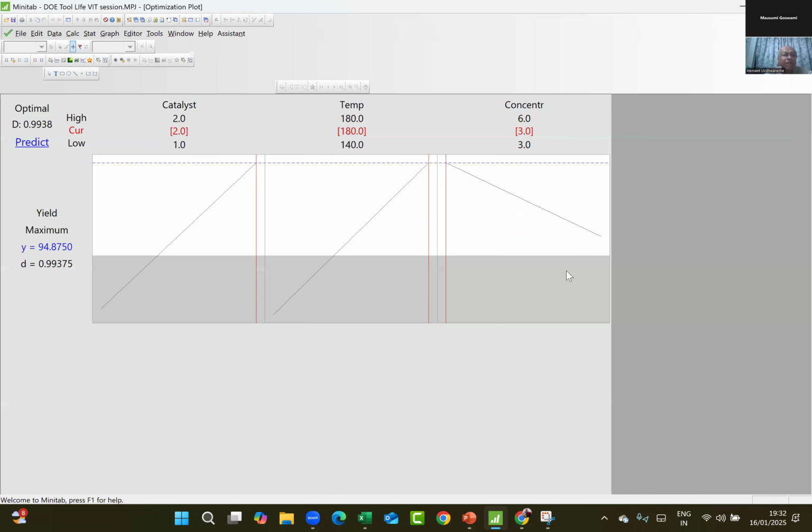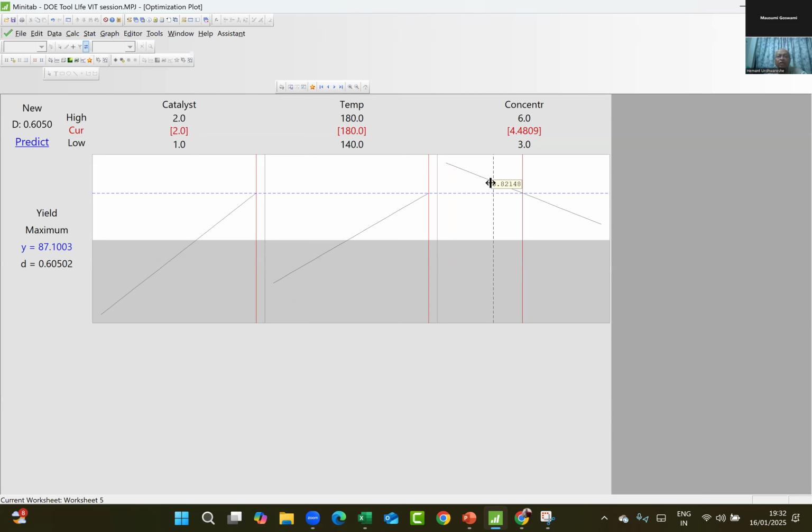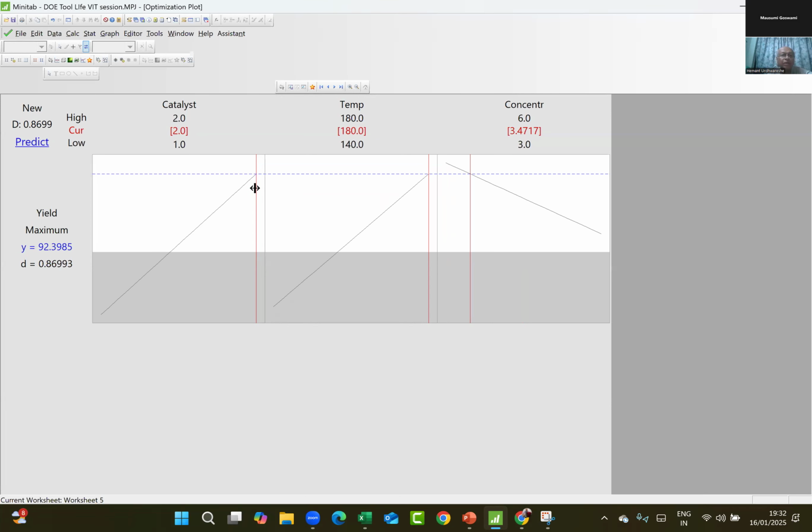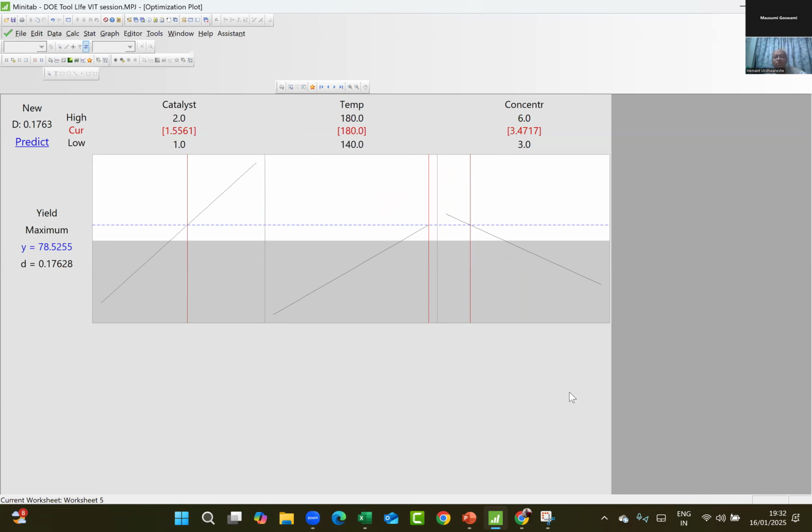So it gives me the settings of different factors, and it tells me that the predicted maximum yield that you can get is 94.87 with catalyst at 2, temperature at 180, and concentration at 3. Of course, you can change the settings by moving the red lines and see what happens if you change the settings here dynamically. So that's the way you can use Minitab to analyze this kind of fractional factorial designs.